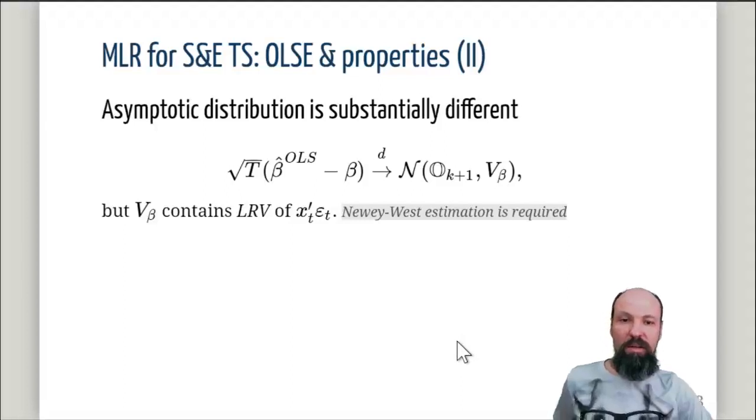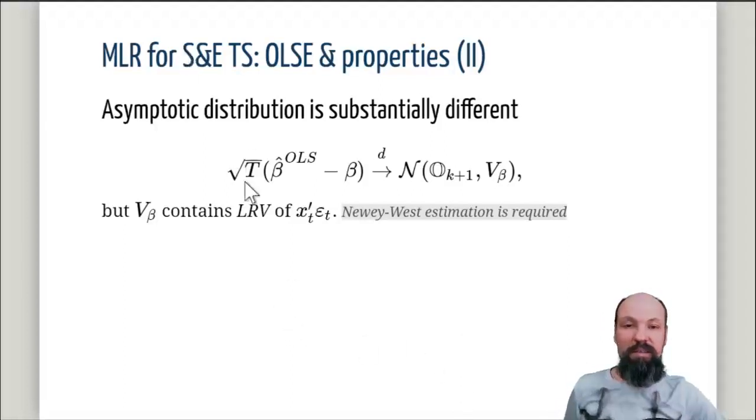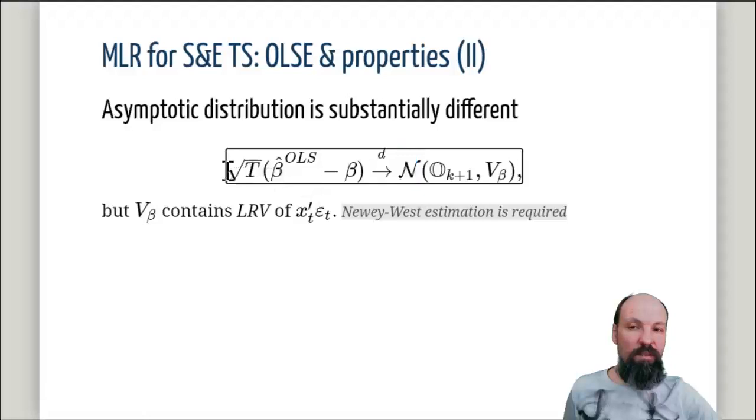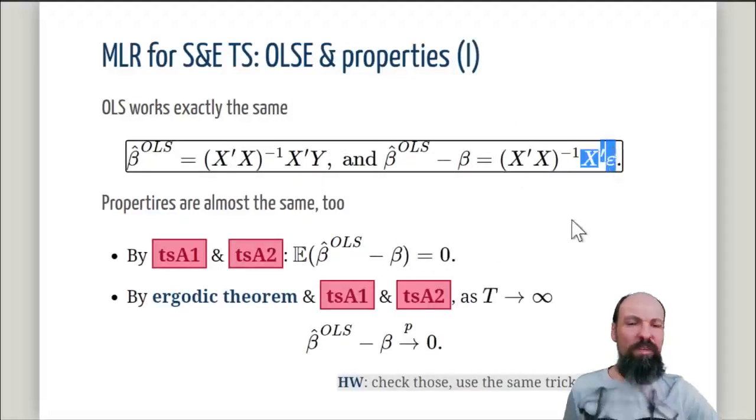And again, the theorem is different, but the result looks exactly the same. So this difference, scaled by the square root of T, converges to some normal random variable. But because in this difference the terms are auto-correlated with each other, because epsilon is not white noise, now it might be auto-correlated.